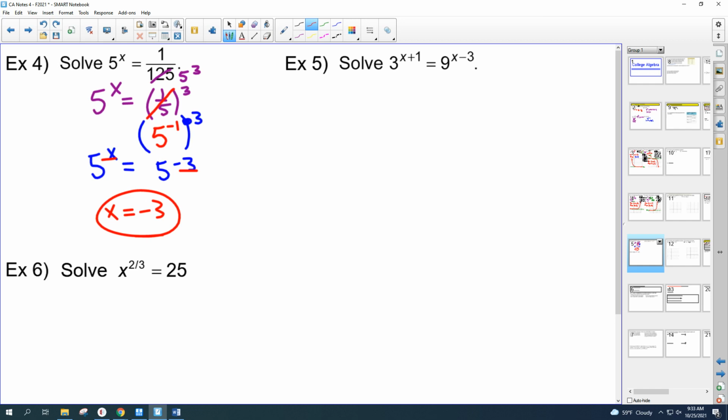Now, you can do this problem faster if you understand the idea of a negative exponent flips it and, in this case, cubes it. So you might be able to jump from here all the way to here if you really know what a negative exponent does. 1 over 125 is 5 to the negative third. Yes?